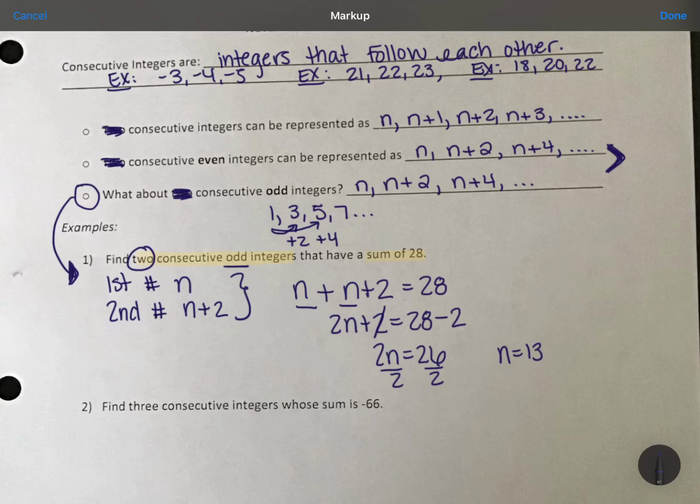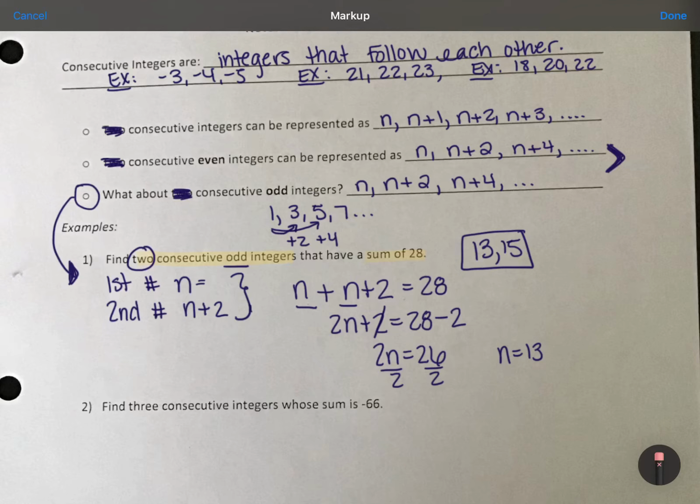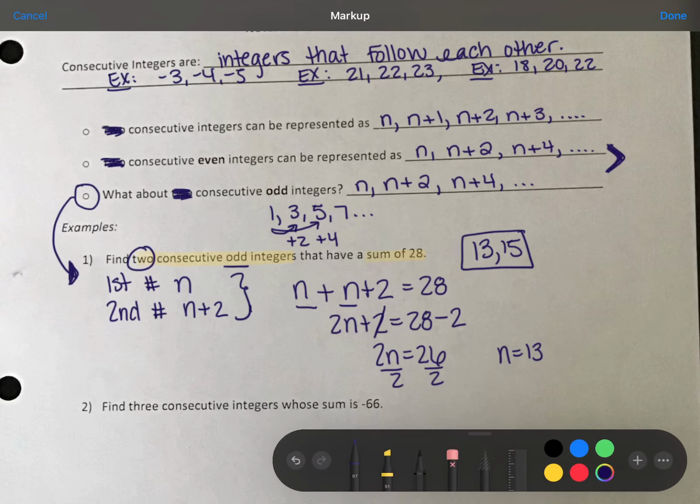All right, so that is not my complete answer because it says to find 2 odd integers. So my first odd integer is 13. And so if I look over here, when I plug in, I got 13. And when I say 13 plus 2, I get 15. So my second number is 15. And you can also just think, if your first number is 13, what would follow 13? That's the next odd number, and that would be 15.